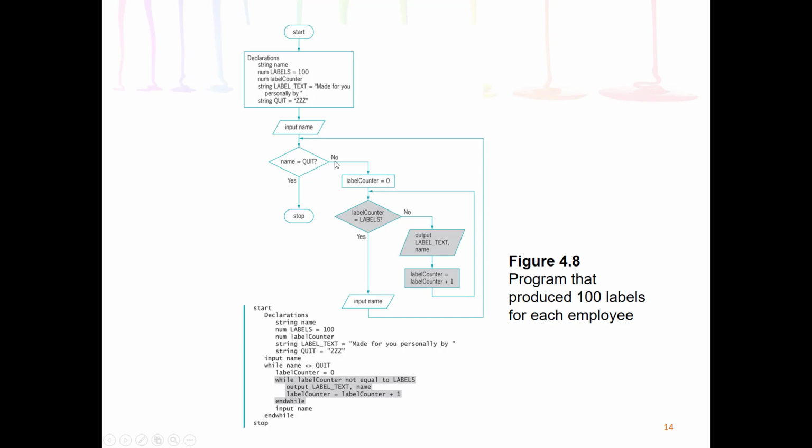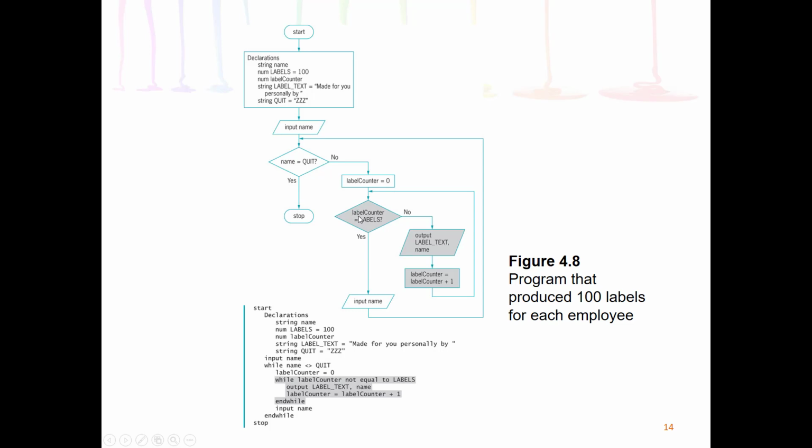No, it's not. So you do this while something is false. You can do it either way, right? So is name equal to quit, which is ZZZ? No, it's equal to Tom. So we're going to go in here and set a label counter equal to this, and then we have it. So this is a nested loop. It's one loop inside of another.